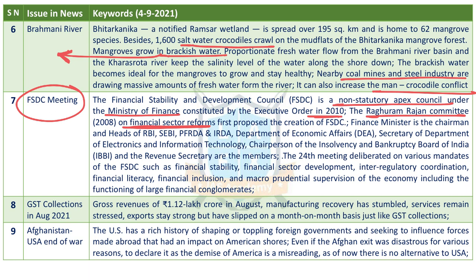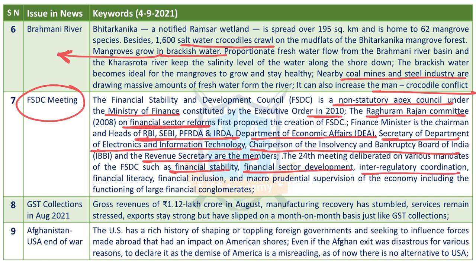The Finance Minister is the chairman. The heads of RBI, SEBI, Pension Fund Regulatory Development Authority, Insurance Regulatory Development Authority, and the Head of the Department of Economic Affairs, the Secretary of the Department of Electronics and Information Technology, the Chairperson of the Insolvency and Bankruptcy Board of India, and the Revenue Secretary. These are all the members in FSDC. The recent 24th meeting of FSDC deliberated on financial stability, financial sector development, inter-regulatory coordination, financial literacy, financial inclusion, and macro-prudential supervision of the country in the context of COVID-19.